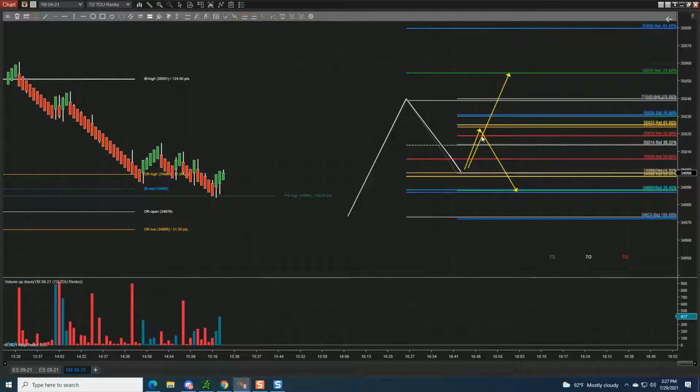So how do you know? If you were a buyer here and the market starts coming up, you've got two choices here. One, you could wait for it to break the golden zone.